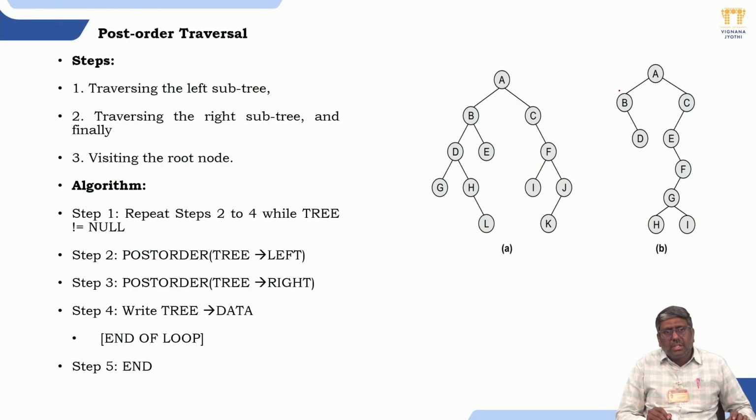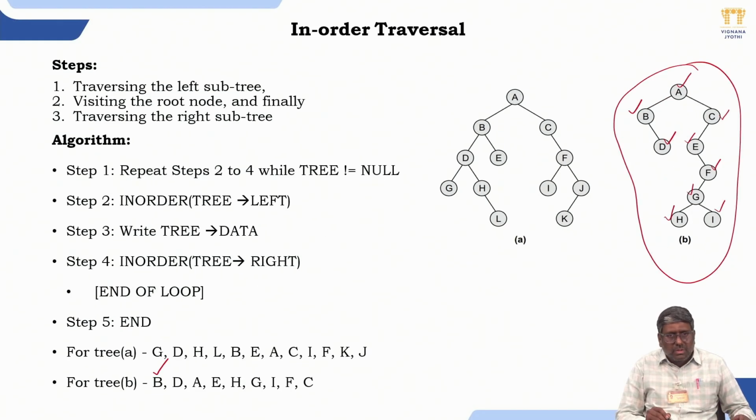Now the last one is the post order traversal. So here you have to remember one important thing, that suppose the given tree is a binary search tree. So the property of a binary search tree is the left side values are less than the parent node and the right side values are greater than the parent node. So the in order traversal for the binary search tree always gives the elements in ascending order.